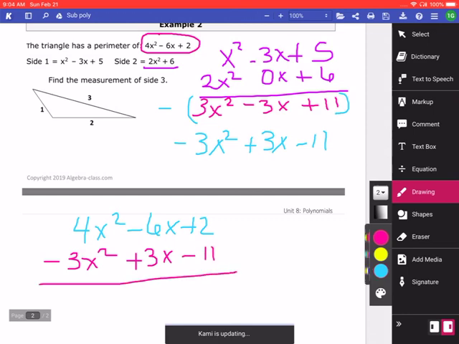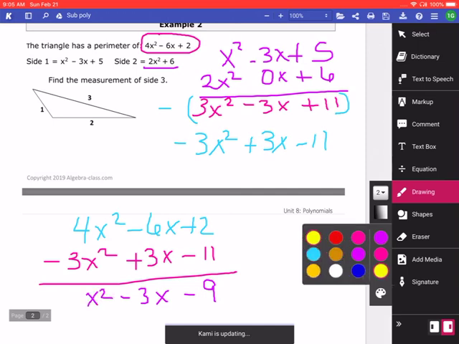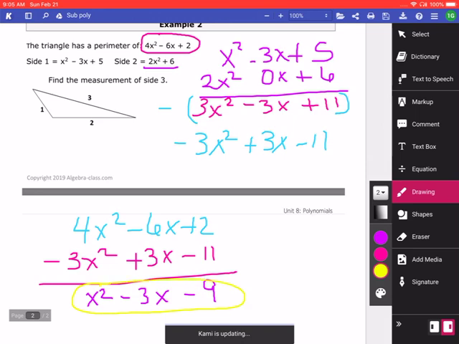Okay, and then we're going to say, okay, I've got a negative 11 and positive 2. So that's going to give me a negative 9. And then a negative 6 and a positive 3 is going to give me a negative 3x. And 4 take away 3 is just going to give me x squared. Okay, so side 3 would be x squared minus 3x minus 9. So that's it for this lesson.